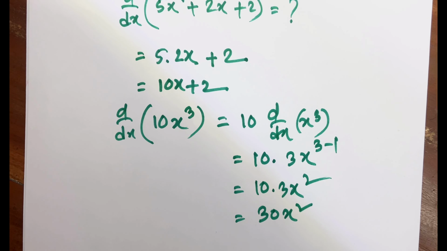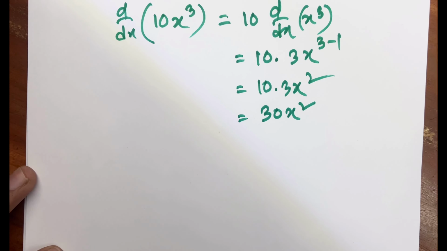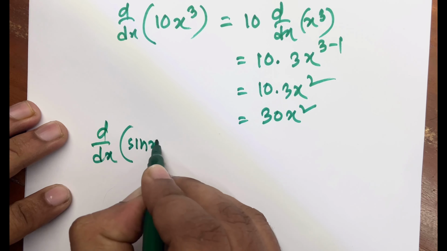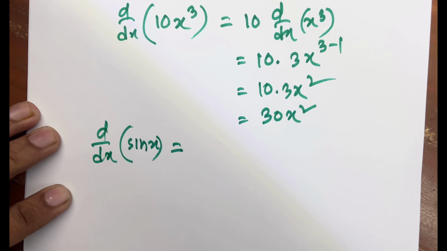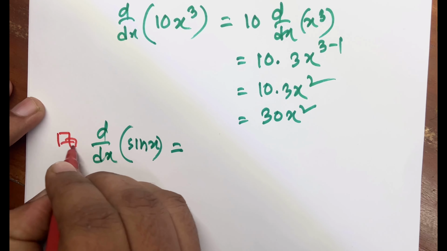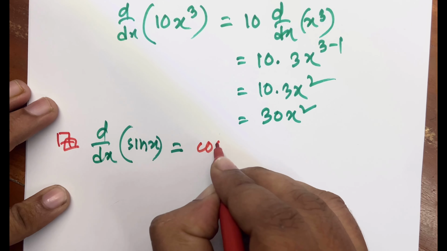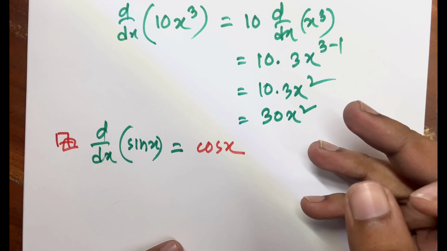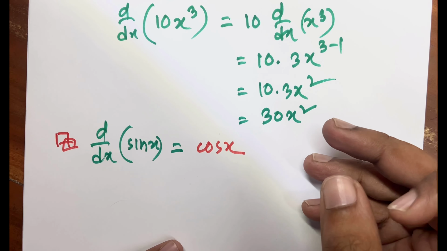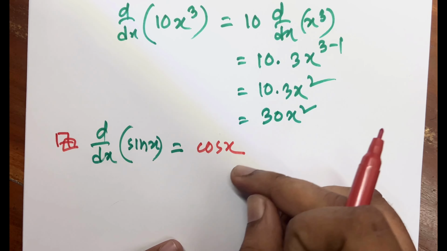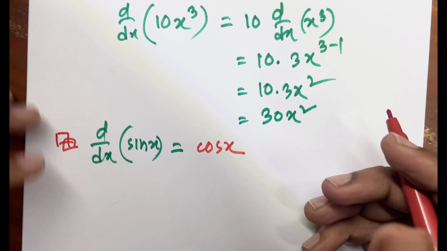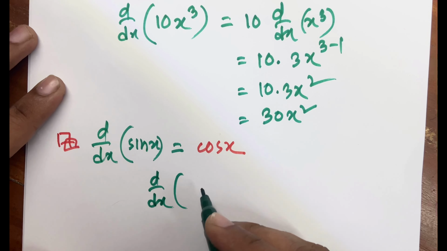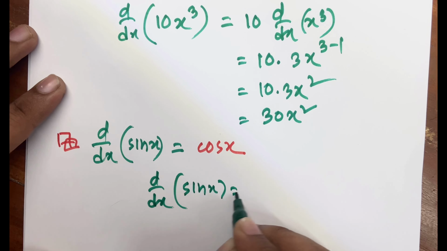Okay, now I can start the second formula. d/dx of sine x. It is the second formula: d/dx of sine x equals cos x. But how? It has a proof, but I have no time. Because of that, I can say directly that d/dx of sine x is equal to cos x.